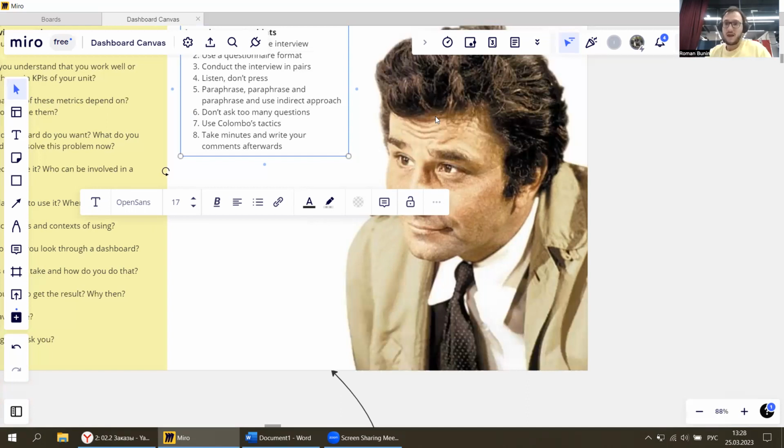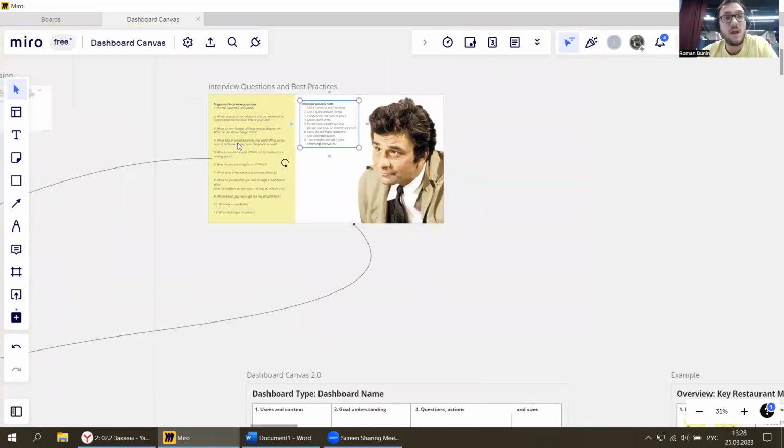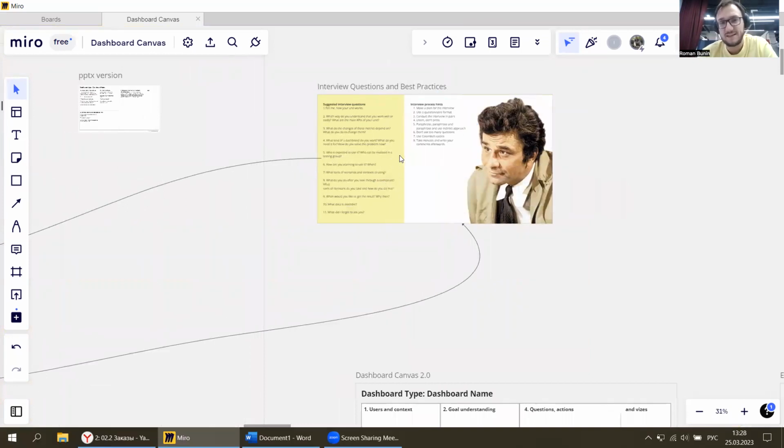And last but not the least, after you've conducted an interview, just take minutes of the interview and write your comments afterwards. Just send it to the person and ask, okay, did I get it correctly? So he or she can tell whether it is correct or not. So that was the main idea.